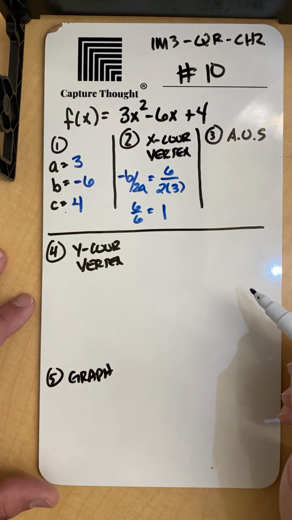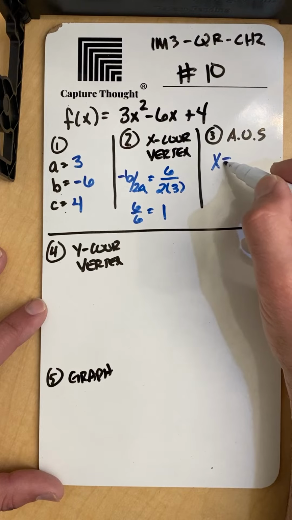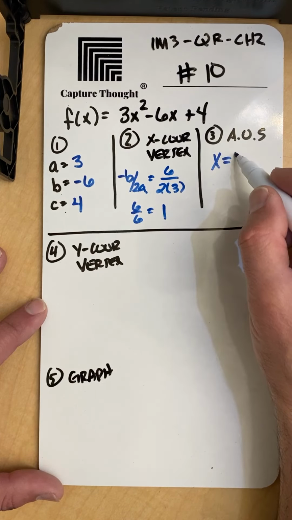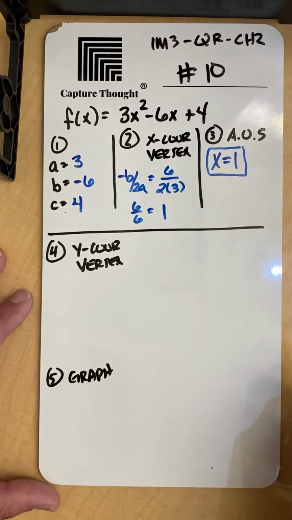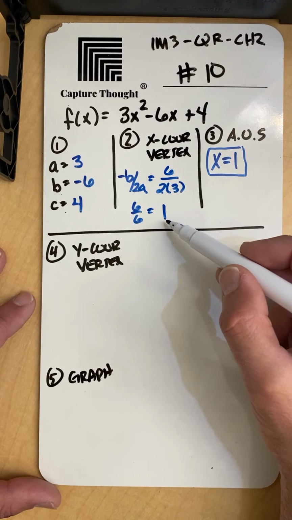Step 3 is get your axis of symmetry. So the x is going to always be whatever number you get in step 2. So that's kind of like a gift, right? So x equals 1, it just matches whatever number we got in step 2.